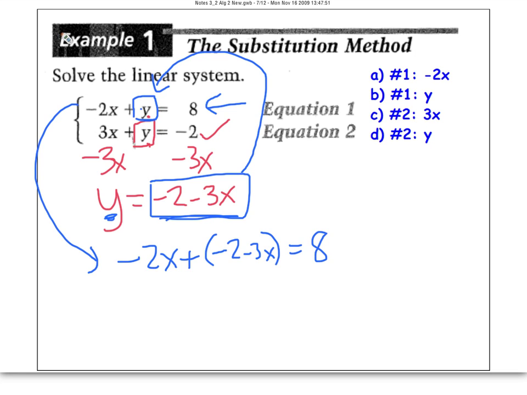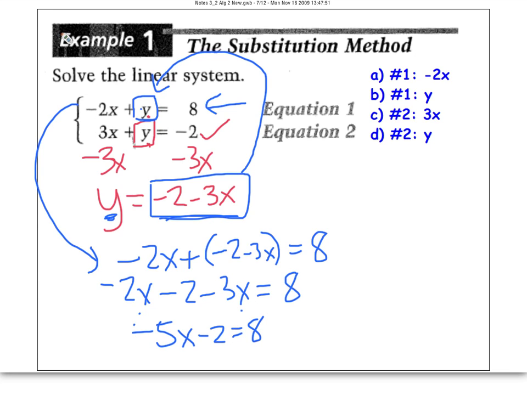I'm going to simplify. So negative 2x minus 2 minus 3x equals 8. I'm going to combine these two like terms. They're on the same side, so just crunch them together into a negative 5x. Don't add the opposite. Minus 2 equals 8. Now I'm going to add 2 to both sides. Negative 5x equals 10. Divide by negative 5. x equals negative 2.